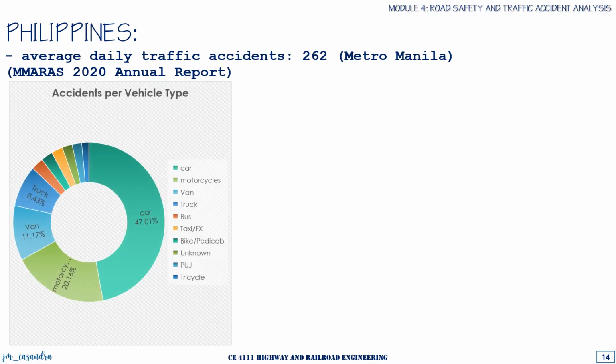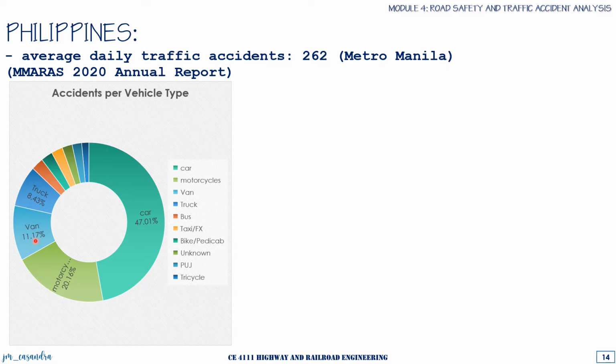Okay? So for Metro Manila, in terms of the vehicle types prone to accidents, we have cars, like your SUVs, at 47.01%, followed by motorcycles at 20.16%, vans at 11.17%. The third one is vans, since, as you are familiar in Manila, they use express vans as one of their main modes of transportation, aside from cars and PUJs.